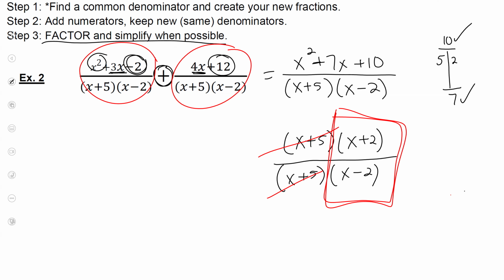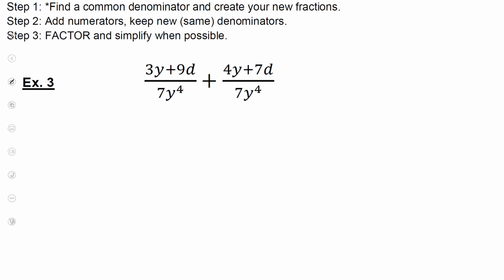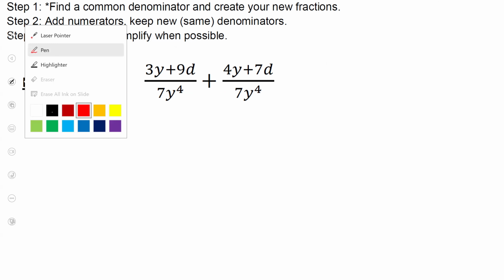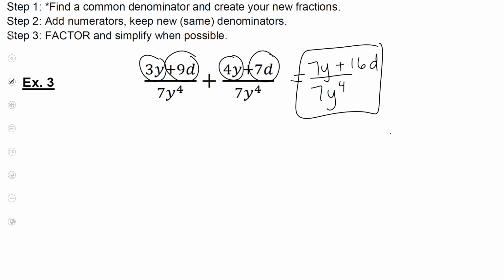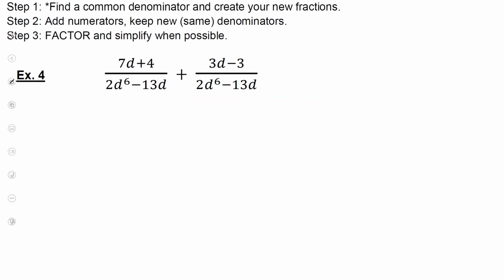Next example. Are the denominators the same? Perfect. So just copy down the denominator. And we'll add the numerators. 3y plus 4y is 7y. 9d plus 7d is 16d. Next example. Are the denominators the same? Yep, same process. You can do example 4.